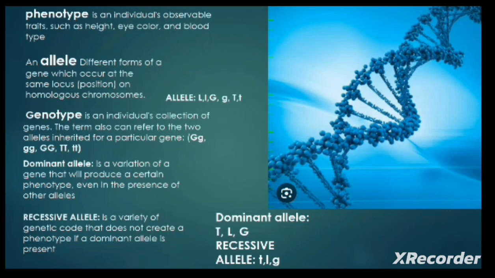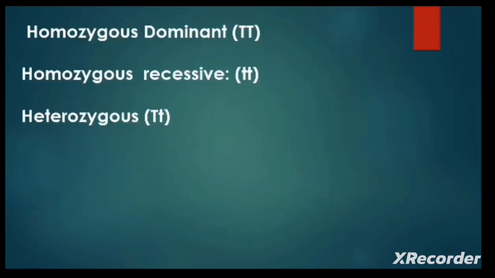Genotype is two letters together, right? Genotype could be two big letters together, a big letter and a small letter, or two small letters. So what do two big letters mean? It means homozygous dominant. Homozygous means the same, dominant, big letter. The same two big letters, homozygous dominant. Homozygous recessive, the same small letters, recessive small letters. Homozygous, the same: a small t and a small t.